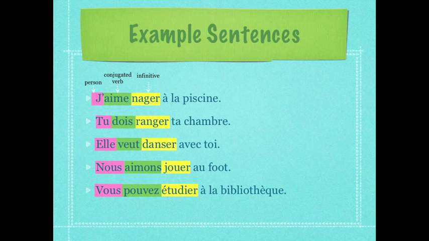Here are some example sentences for how to use the verb plus infinitive formula. J'aime nager à la piscine. Tu dois ranger ta chambre. Elle veut danser avec toi. Nous aimons jouer au foot. And vous pouvez étudier à la bibliothèque.